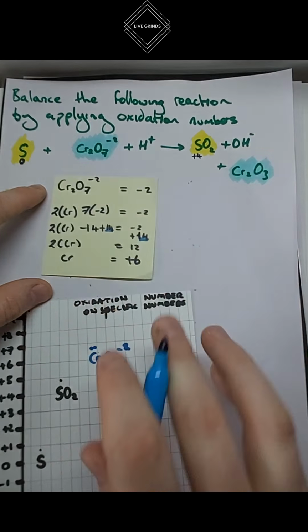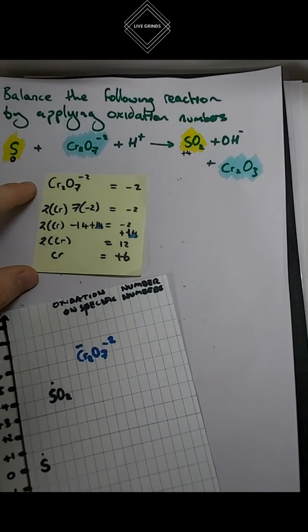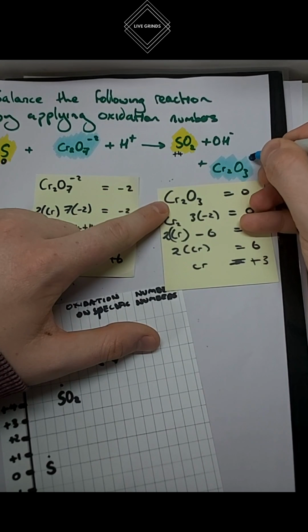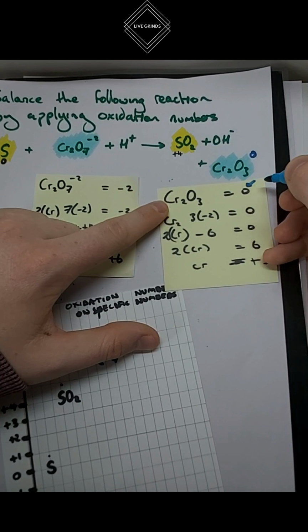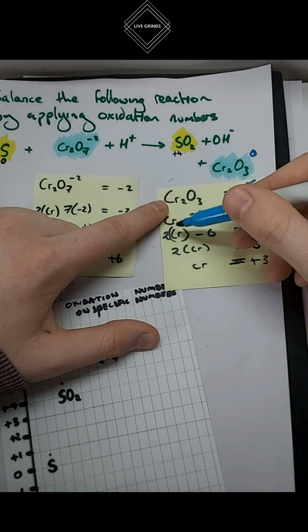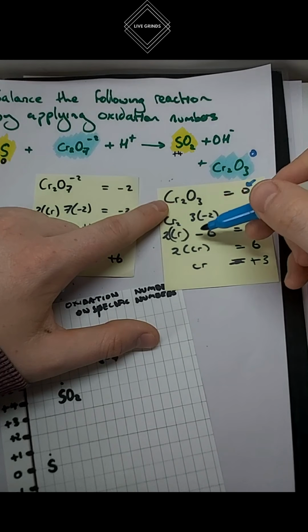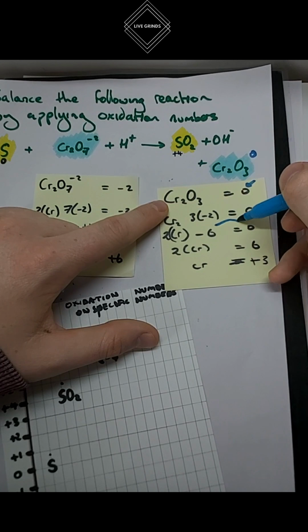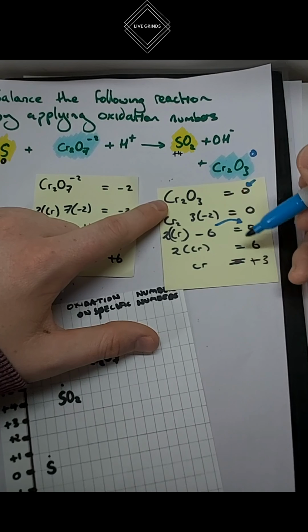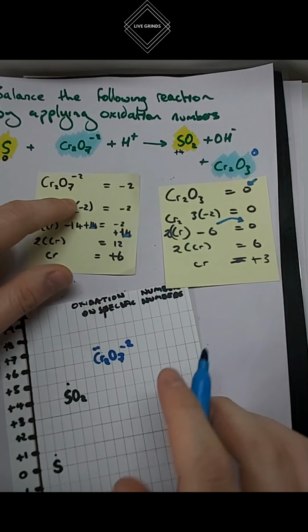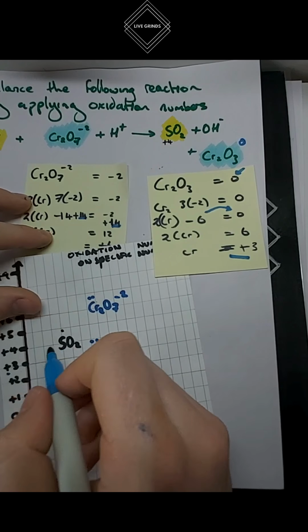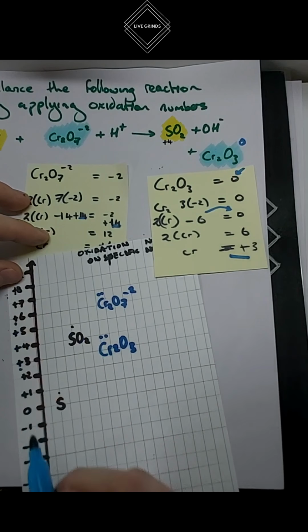I want to look at this actual chromium setup that's over here. Now, in this case, where it's slightly different, the overall charge is 0, right? And that's why there's a 0 there. Now, you have 3 oxygens, 3 times -2 is -6, so 2 times chromium minus 6 is equal to 0. Add 6 to both sides. Your 2 times chromium is equal to 6, divide both sides by 2, chromium is equal to 3. So in this case, the chromium atom in Cr2O3 has an oxidation state of +3 as opposed to +6.